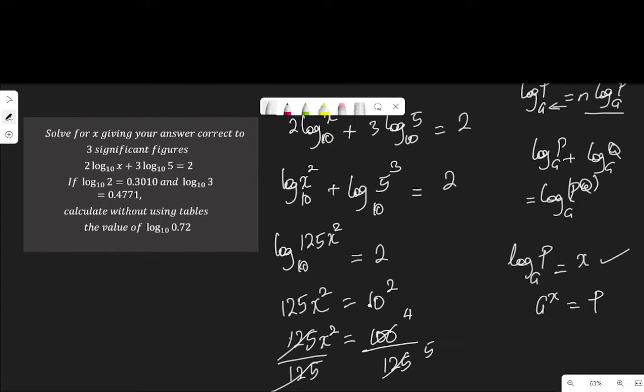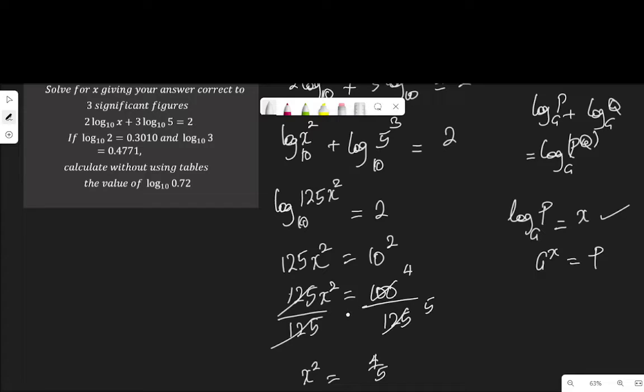Then the second question says, if log 2 to base 10 is equal to 0.3010 and log 3 to base 10 is 0.4771, calculate without using tables the value of log 0.72. Let me do that here. Log 0.72 to base 10.